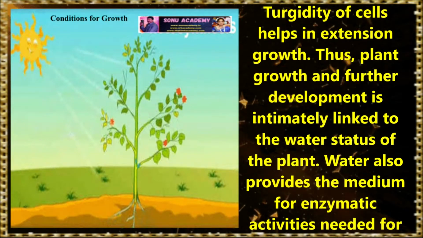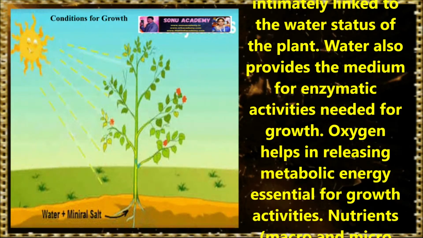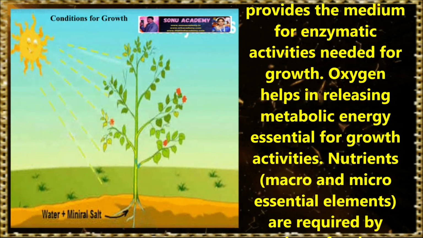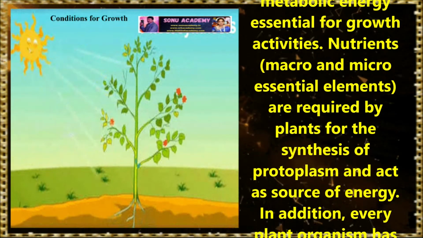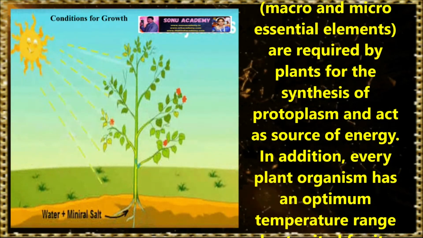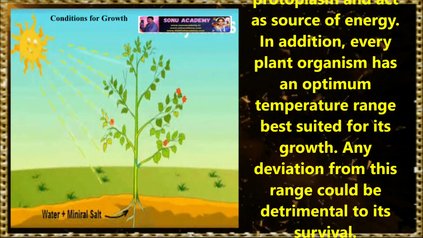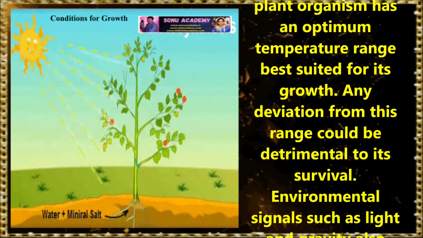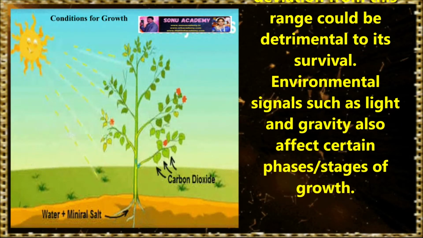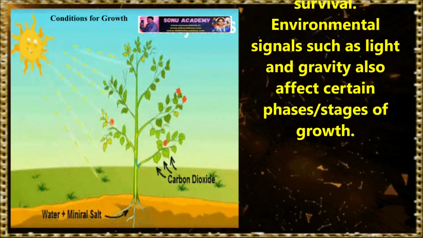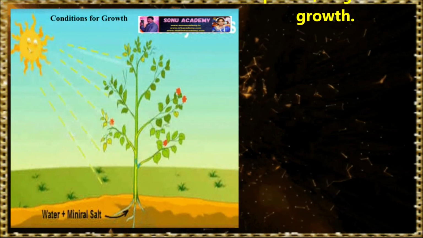Thus plant growth and further development is intimately linked to the water status of the plant. Water also provides the medium for enzymatic activities needed for growth. Oxygen helps in releasing metabolic energy essential for growth activities. Nutrients are required by plants for the synthesis of protoplasm and act as a source of energy. In addition, every plant organism has an optimum temperature range best suited for its growth. Any deviation from this range could be detrimental to its survival. Environmental signals such as light and gravity also affect certain stages of growth.